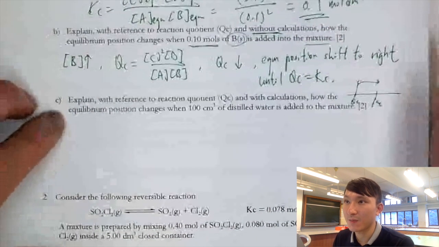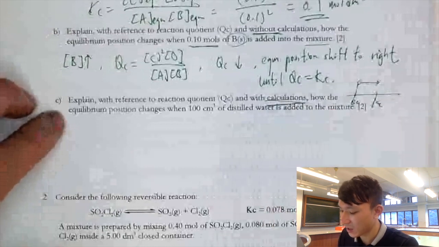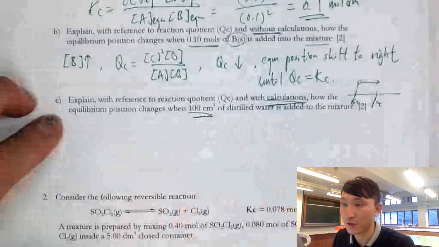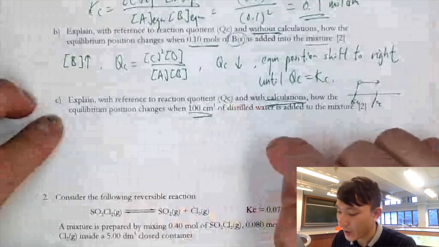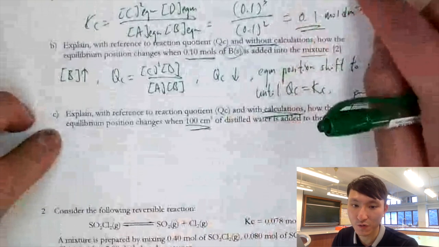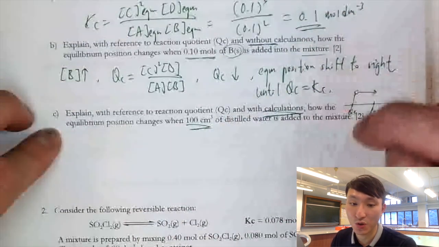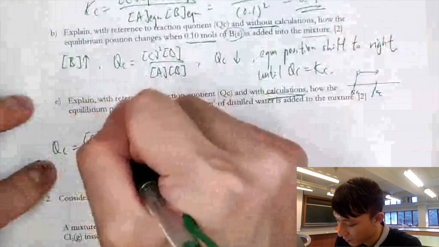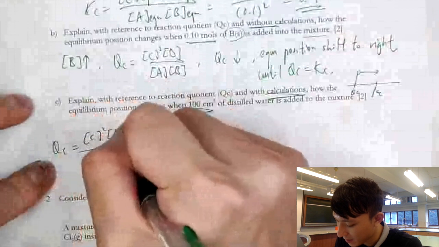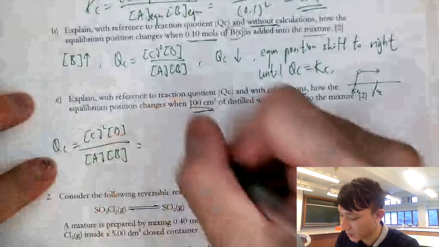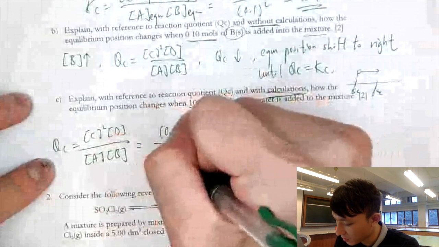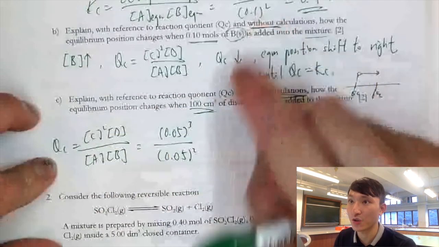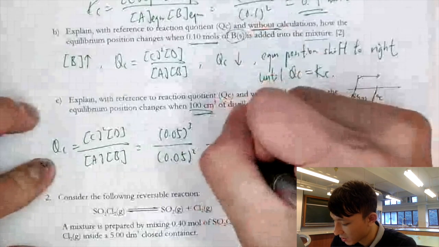Now part C, this time we try to use a calculation to determine how the equilibrium position changes. Now this time we add 100 cm cube of distilled water to the mixture. So this is a dilution. Everything will be diluted by half because the original volume is 100, so you're halving the total concentration. So Qc equals, again, C squared over D, A, and B, okay? Because they are all diluted, you expect to see 0.05 cubed over 0.05 squared, right? Because originally it's 0.1, by halving the concentration you get 0.05. So that will equal 0.05, of course.